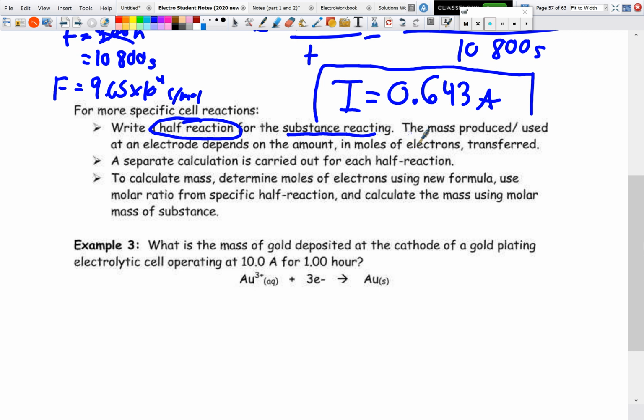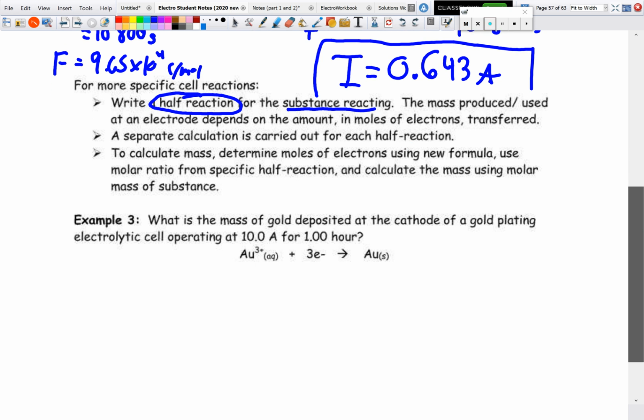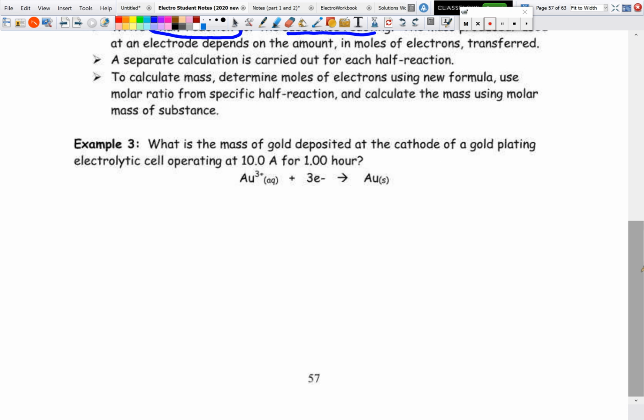Normally we're going to be asked for the mass produced or used, and the electrode depends on the amount of moles transferred. So a separate calculation is carried out for each half reaction, and to calculate the mass, determine the moles of electrons using the new formula from the ratio, and we do it in all of our normal stoichiometry steps. So we've done stoichiometry with titrations. There you go, forgot that word for a second. Now we're just going to deal with cells.